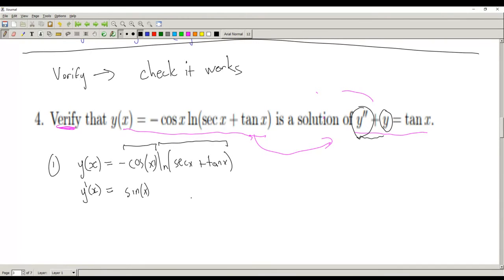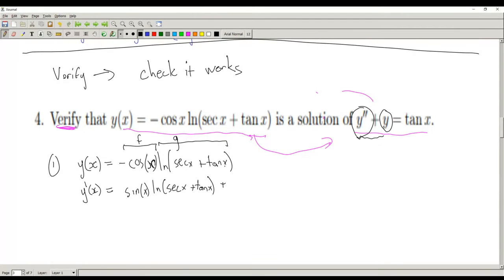Yeah, we should be able to. We're verifying this one without its interval. Cleaning that up, if this is our f and this is our g, the product rule gives f prime g plus g prime f. So f is sine x times ln of sec x plus tan x, f prime g, plus now g prime f.